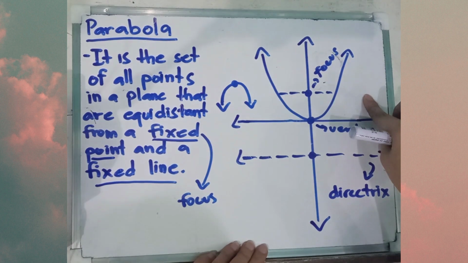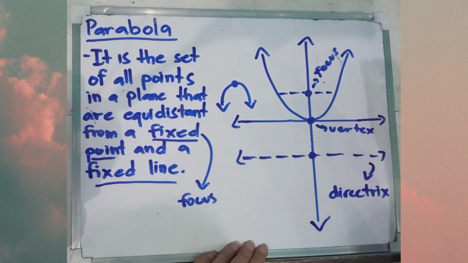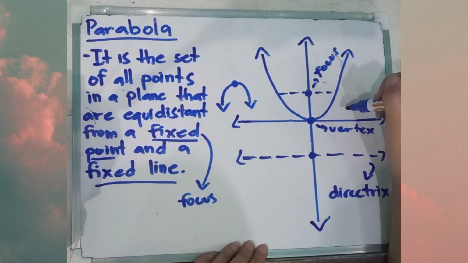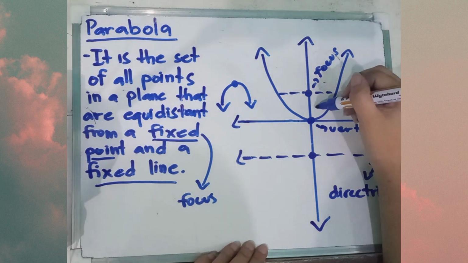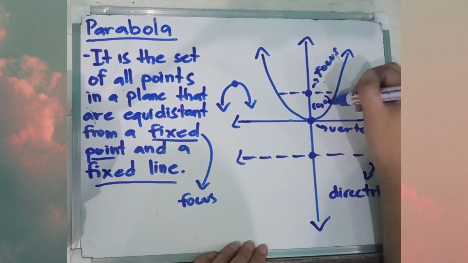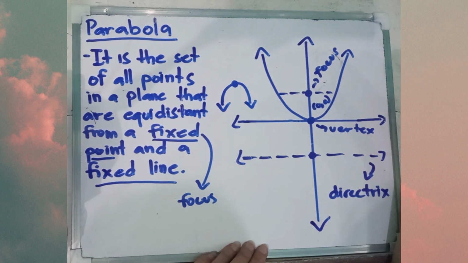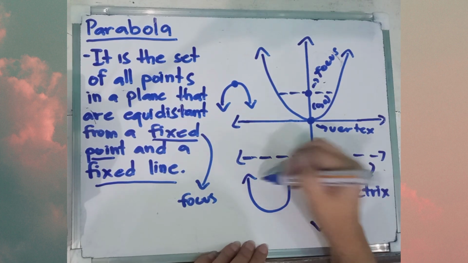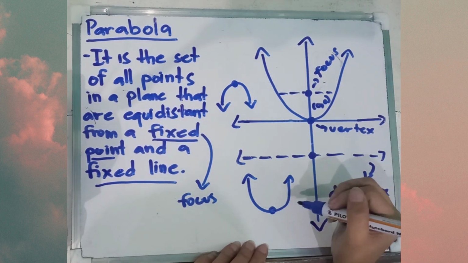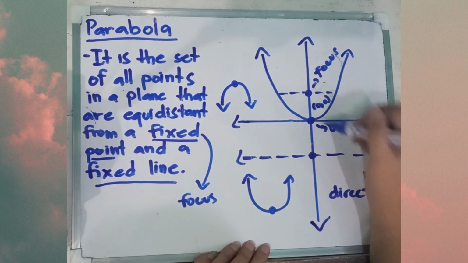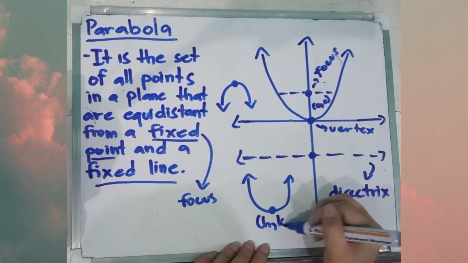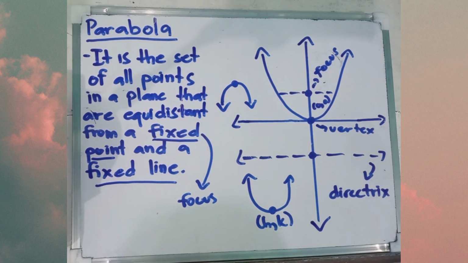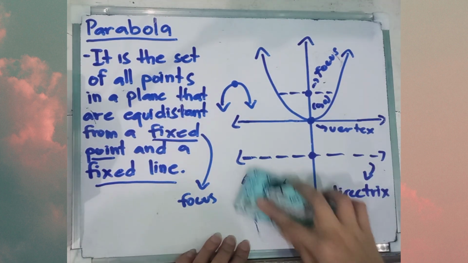Now for this graph right here, our vertex is currently at the origin, and the coordinates of the origin, as we all know, are (0, 0). But if our parabola is, let's say, in quadrant 3, as an example, the coordinates of the vertex will no longer be (0, 0). It will be two certain points, (h, k). Let me just erase this one.